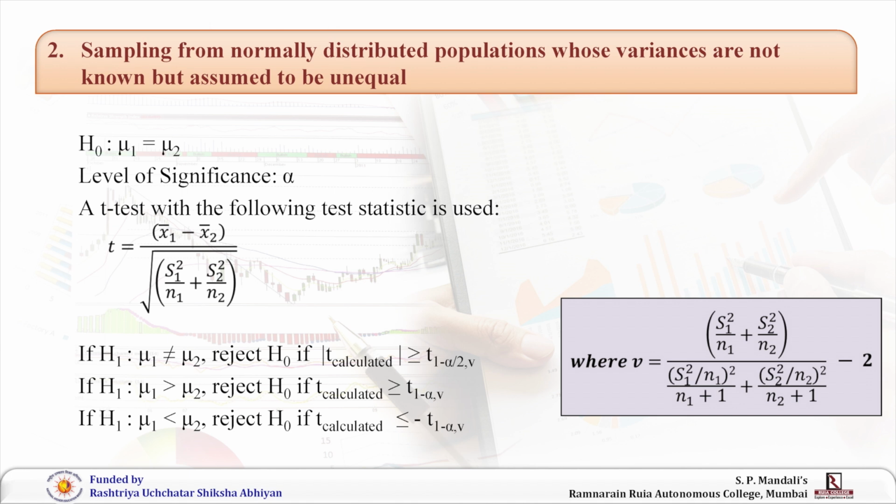it is to be compared with t having v degrees of freedom, where v is calculated as s1 square upon n1 plus s2 square upon n2, whole square, divided by s1 square upon n1 whole square upon n1 plus 1, plus s2 square upon n2 whole square upon n2 plus 1, minus 2. So, the entire test remains same except for the degrees of freedom which need to be calculated using this formula.